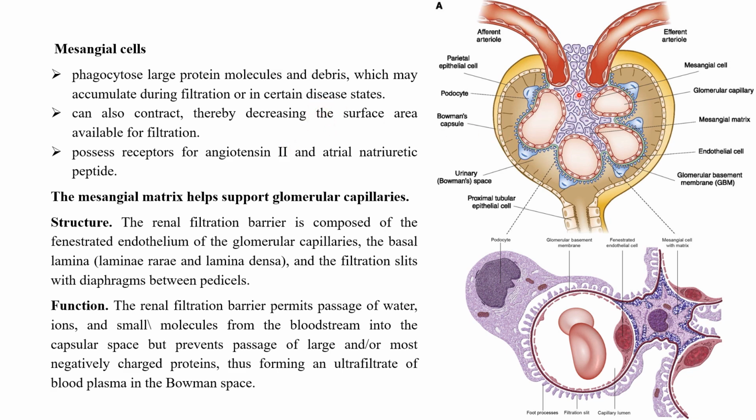So this is the mesangial matrix. You can see here they are present in between the endothelium of the glomerular capillaries. And they also possess receptors for angiotensin II and atrial natriuretic peptides. The mesangial matrix helps support the glomerular capillaries.